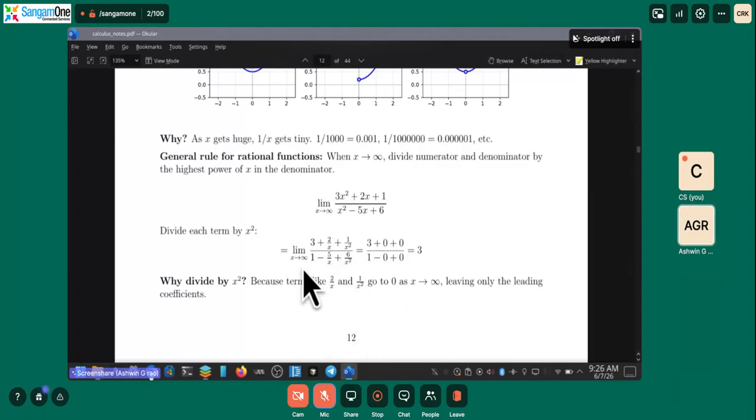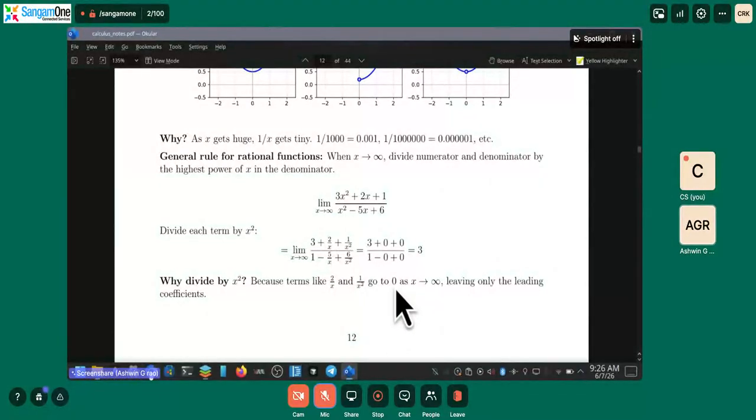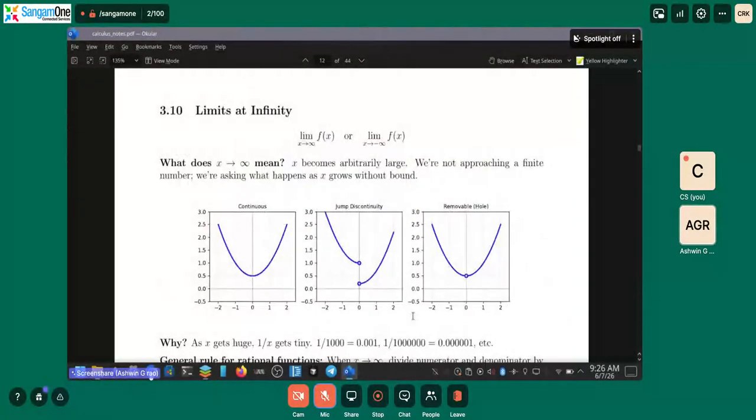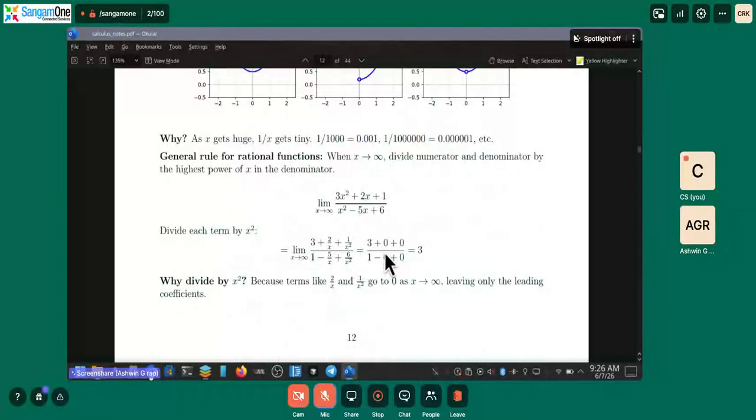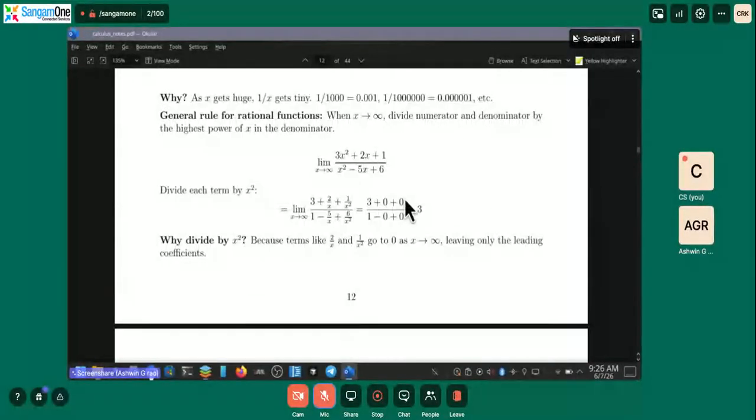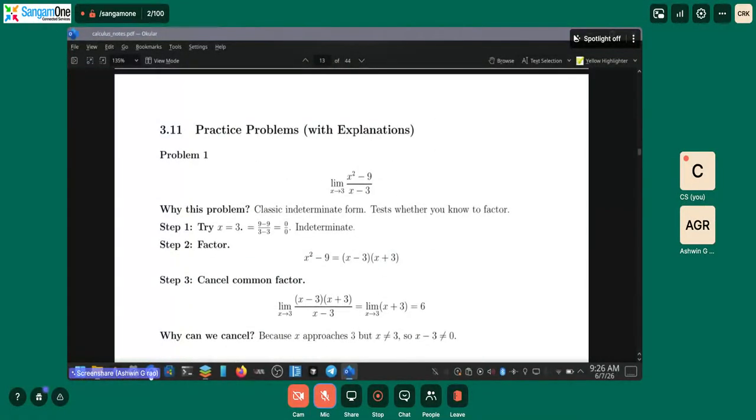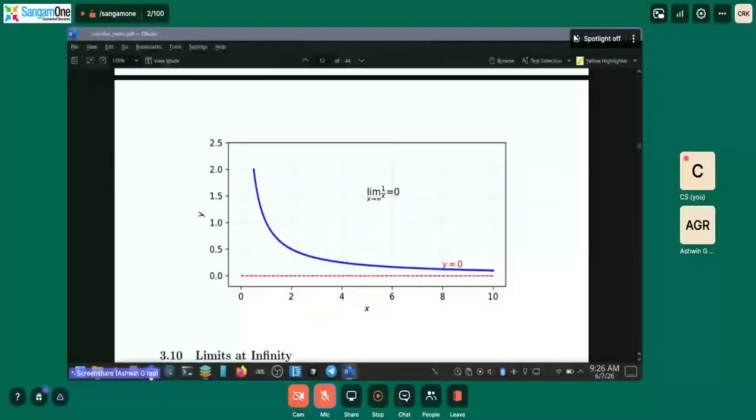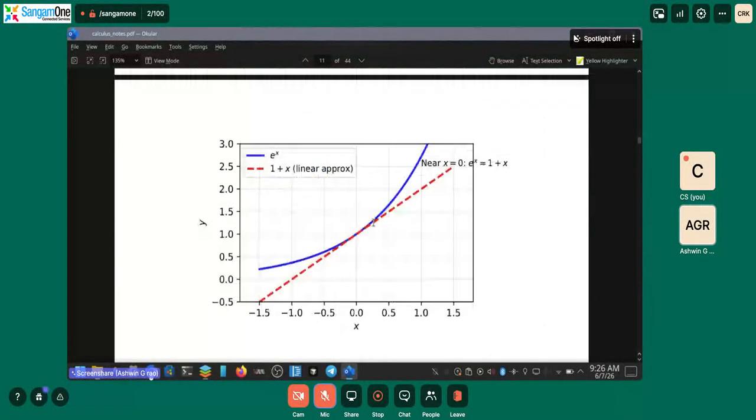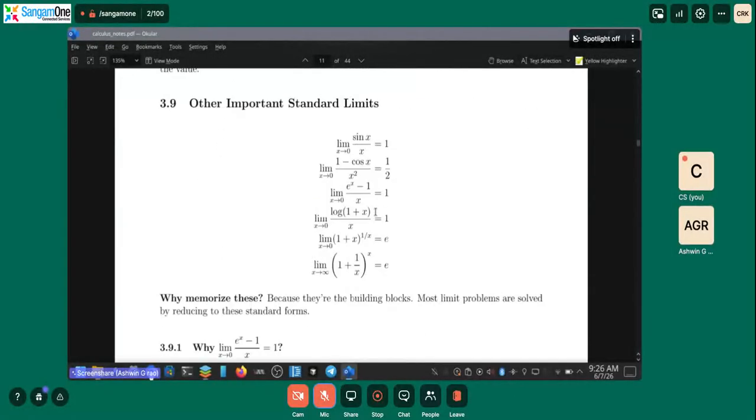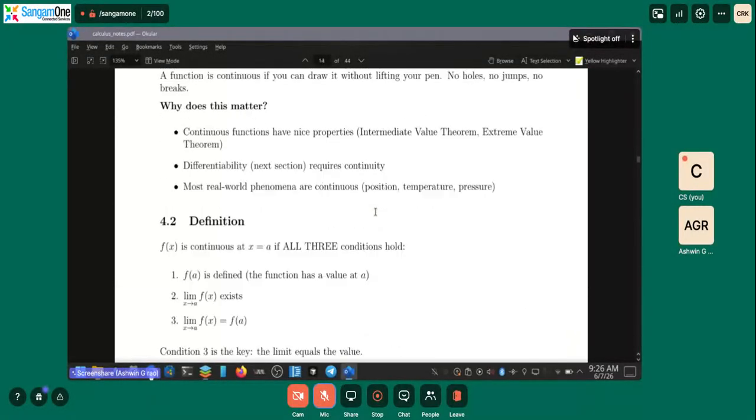Because of that, we can compute it. We'll get the answer 3. Why? Because terms like 2 divided by x and 1 divided by x square go to 0 as x tends to infinity, leaving only the leading coefficients. As you can see here, this will get tiny, right? That's why only the leading coefficients remain. These are some practice problems. Same, you have to factorize or directly substitute, and understand it geometrically. From that, you can understand it.